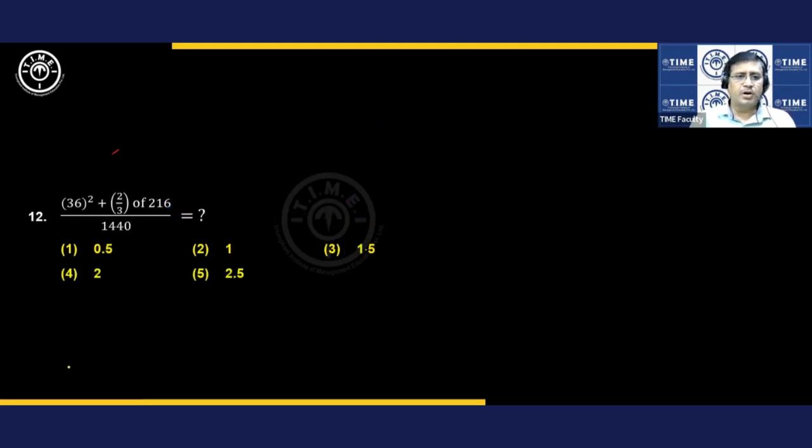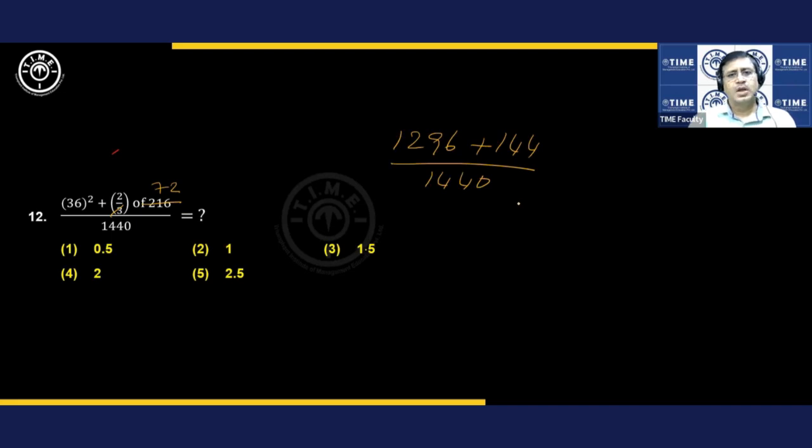Now look at the next example on your screen. 36 square, 1296. 2/3 of 216. 3 goes how many times here? 72 times. 72 into 2, that is 144. By 1440. Dear student, 1296 plus 4. That is 1300. 1300 plus 140 means 1440 by 1440.